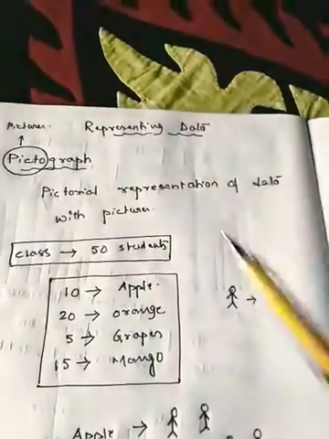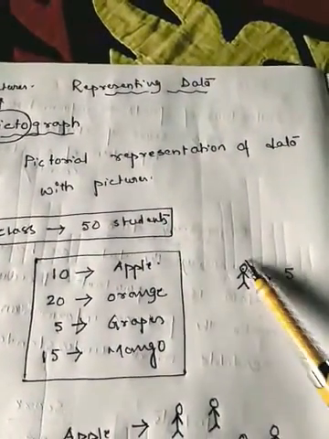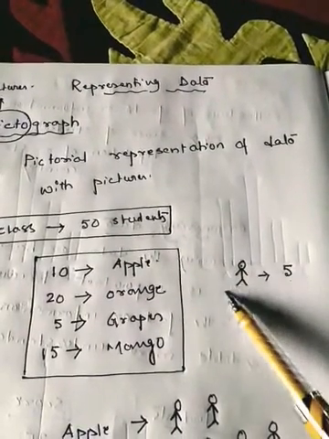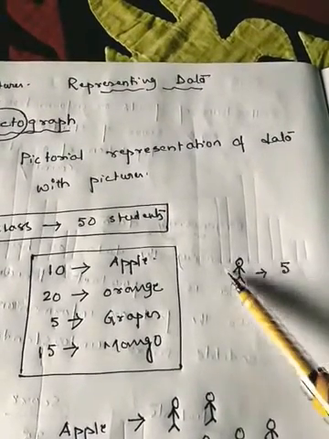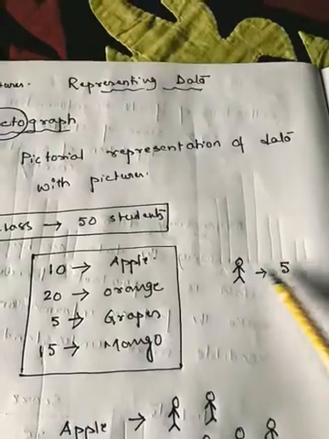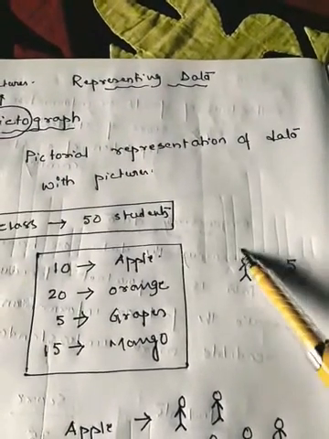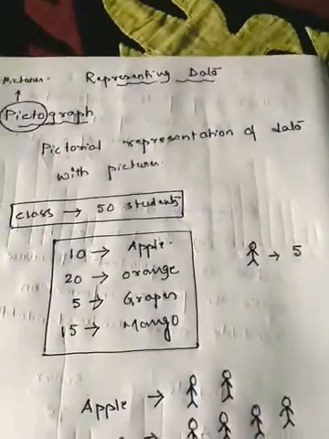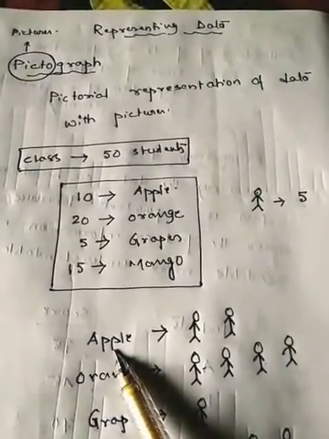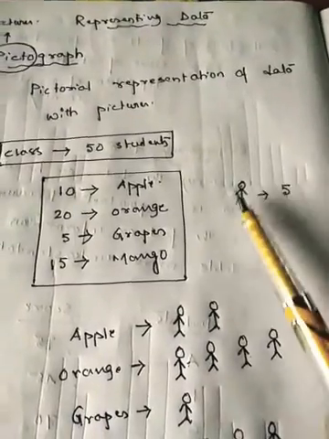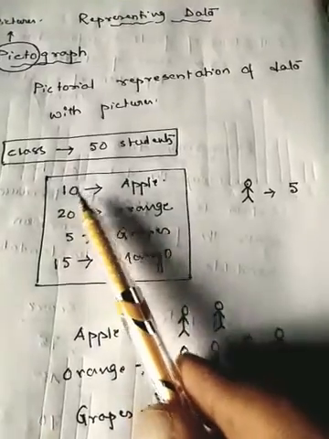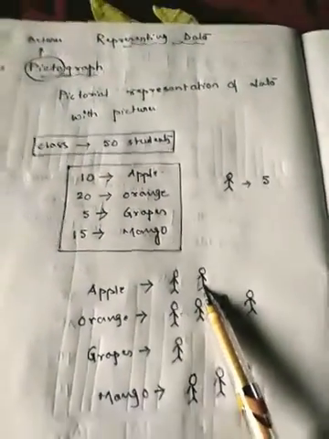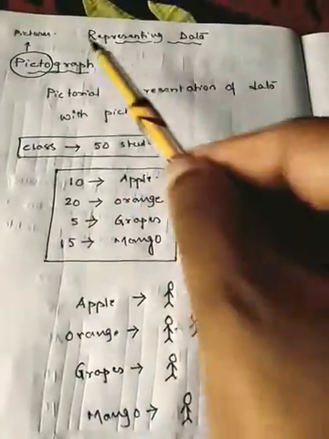Now, if I have to represent this via pictographs, what I have to do is draw one picture, and I will correlate this picture with 5 students. Suppose I have drawn this picture which represents a number of students. This one particular symbol represents 5 students. Now if I ask how many students like apple, if one symbol represents 5 students, how many students love apple? 10. So how many symbols would be there? 2. Fine. This is how to represent any data with the help of a picture.